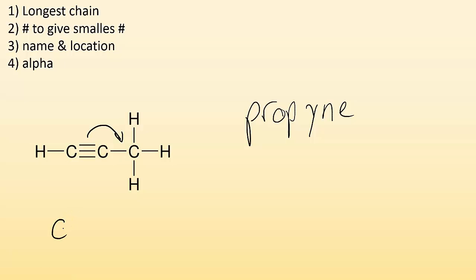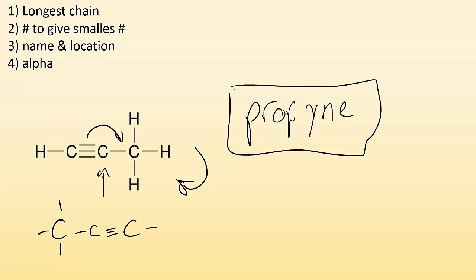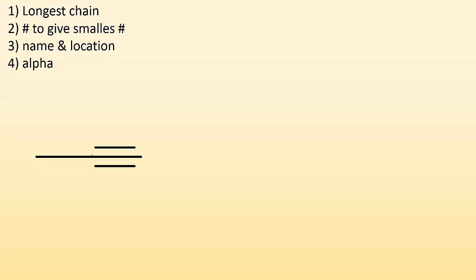Well, if it was, what would happen is you'd get a molecule that looks like this, which is the same thing as this. It's just turned around. You flipped it around. You're looking at it from the other side. So it's really the same thing, so you don't need a number. It's just propyne. Okay, so let's take a look at this one.